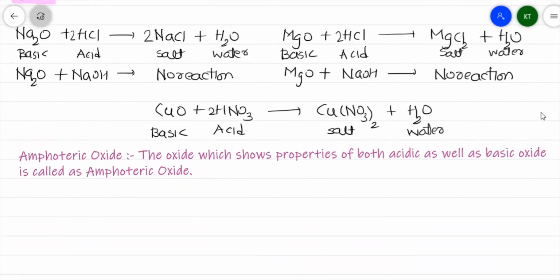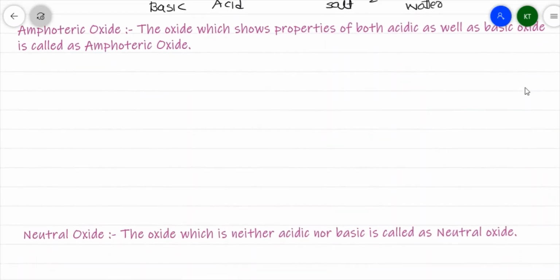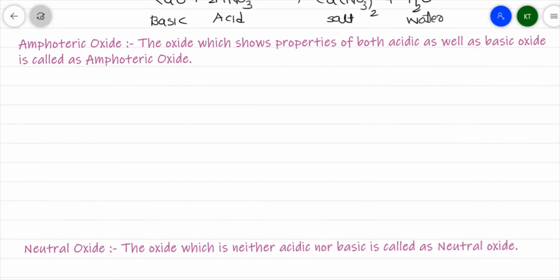Now let us take the third type of oxide, that is amphoteric oxide. So what is this amphoteric? It's very interesting. The oxide which exhibits or which shows properties of both acidic as well as basic oxide, those are called amphoteric oxide. So let me take an example for this category.